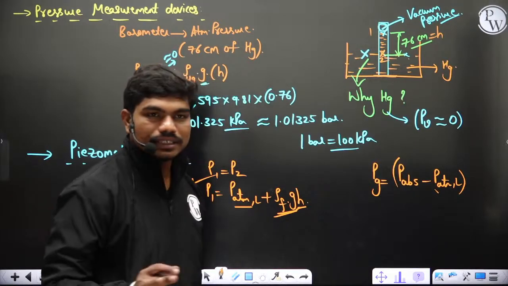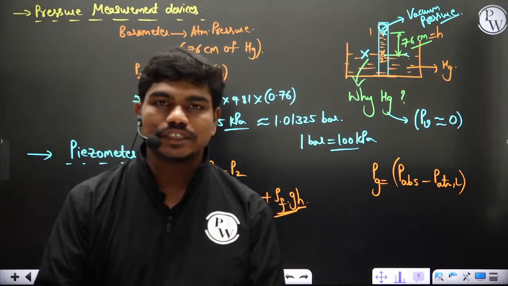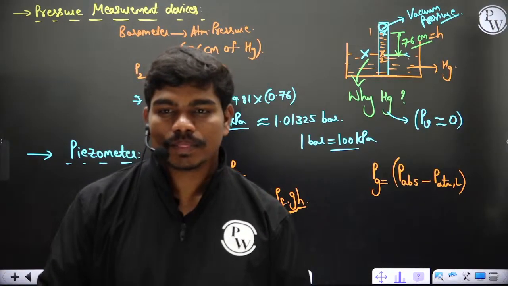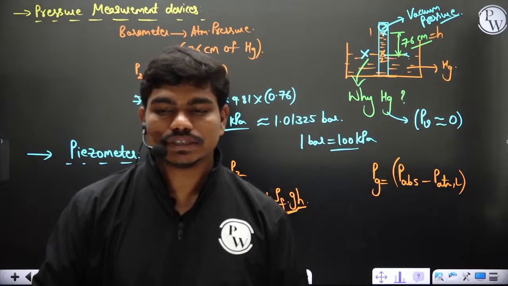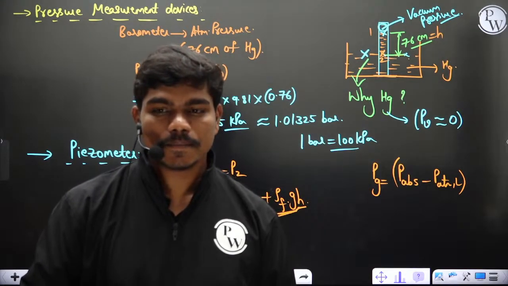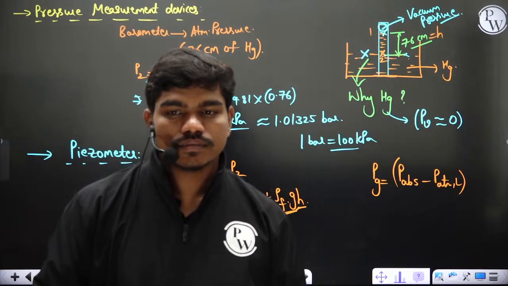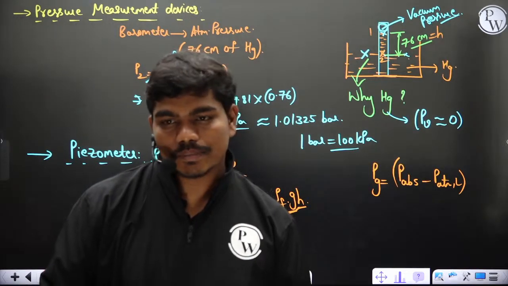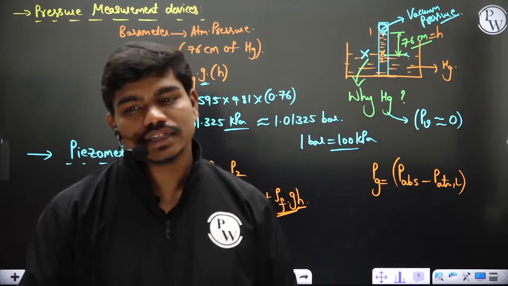It's not like PATM is 0. PATM is never 0. Understood? Because obviously there is atmosphere. If there is no atmosphere, we all will die. Do you know what happens if you don't have atmospheric pressure? We will burst like nothing. Yes, exactly.